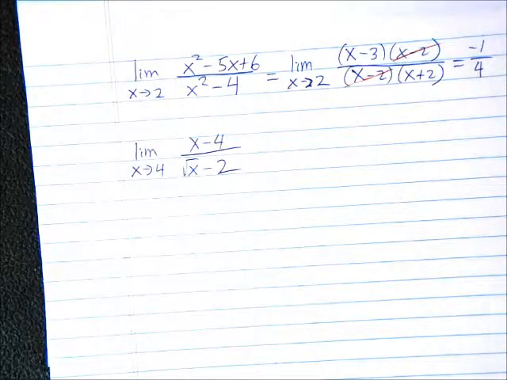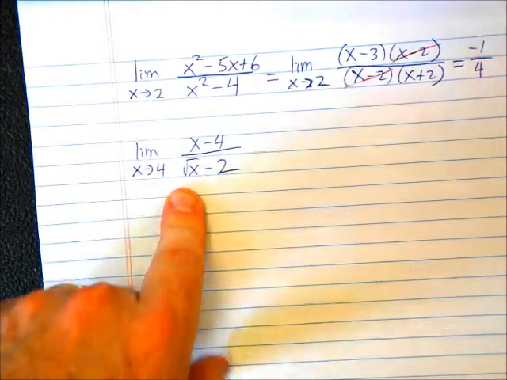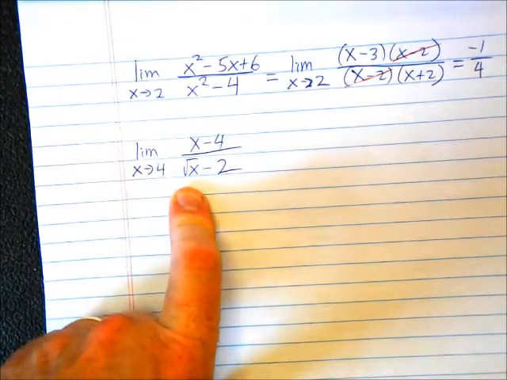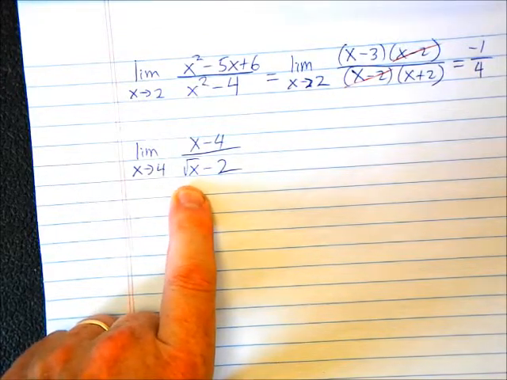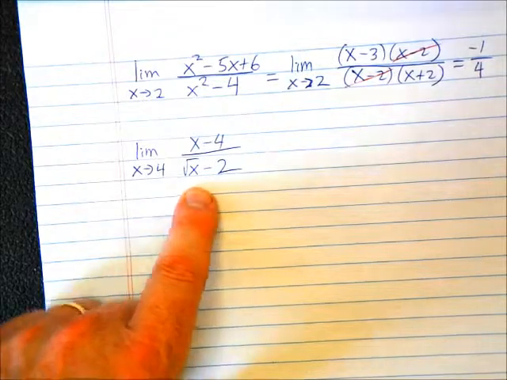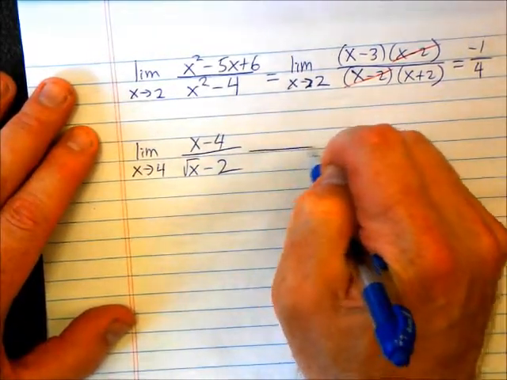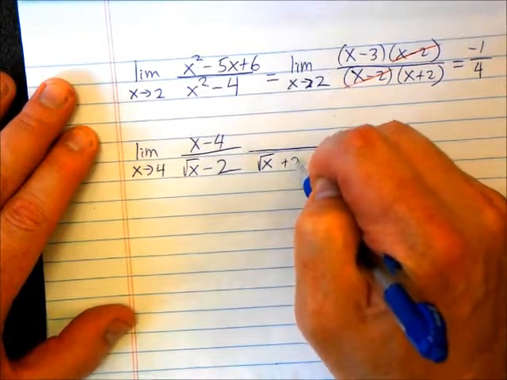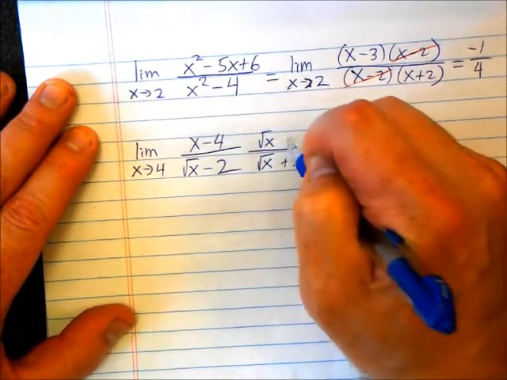That's right. So what you're going to do in these problems that involve square roots, you're going to do a process called rationalizing. Rationalizing is a fancy word for get rid of square roots. And in order to rationalize, you multiply by the conjugate. Conjugate's a fancy word for change the sign in the middle. So I'm going to multiply by square root of x plus 2 on both top and bottom.